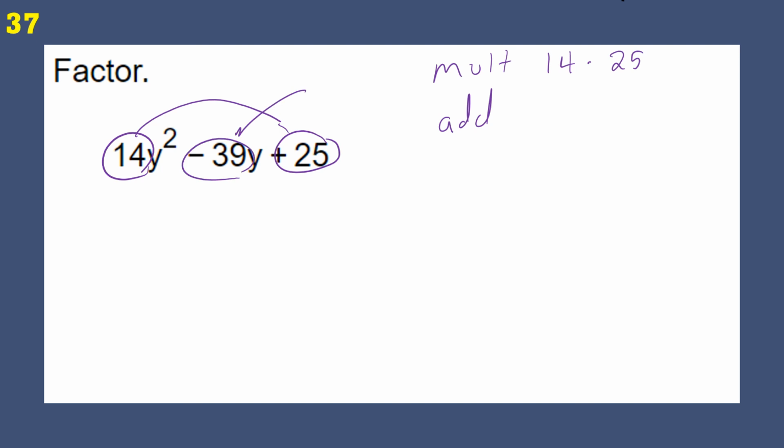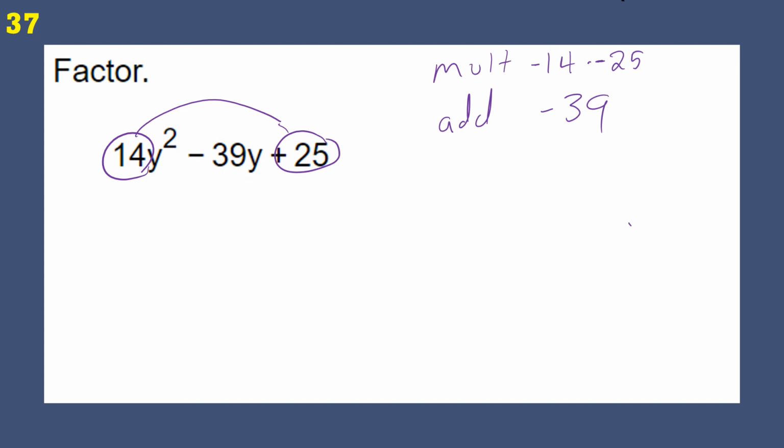Okay, so we could run through all the options and guess and check, but I actually noticed something special about this one. If the numbers add to give me a negative, but multiply to give me a positive, then they both have to be negative, because the negatives would cancel out when they multiply. And what do you notice? Well, negative 14 and negative 25 do add up to negative 39. So that saves me a little bit of work trying to find two special numbers.